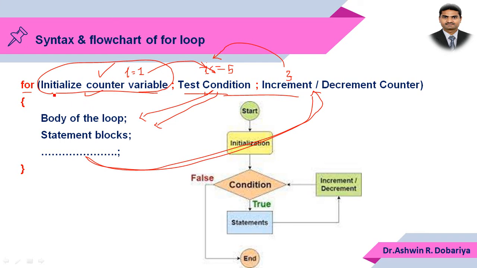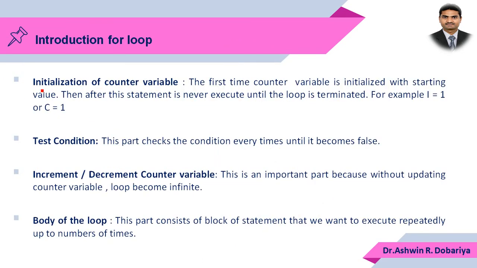It doesn't mean that we have to always initialize the counter in the for loop. We can declare it outside also, right? How can we do this? Let's see the various examples over here. And this is the description of each and every part. First we have to initialize the counter, then we have to test the condition, after that we have to increment or decrement. If the condition becomes true, then it will execute the body of the loop.